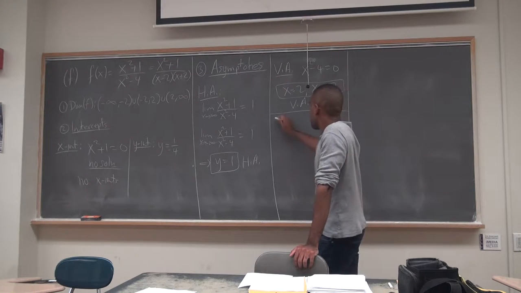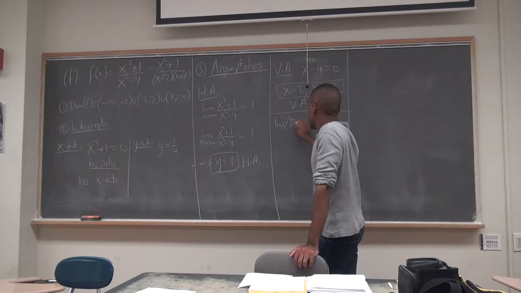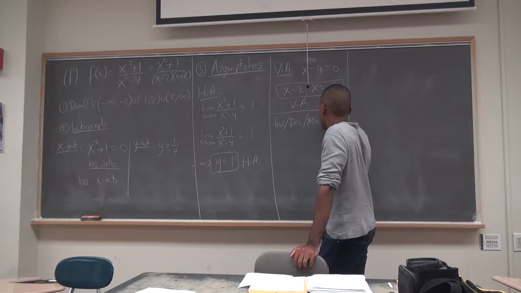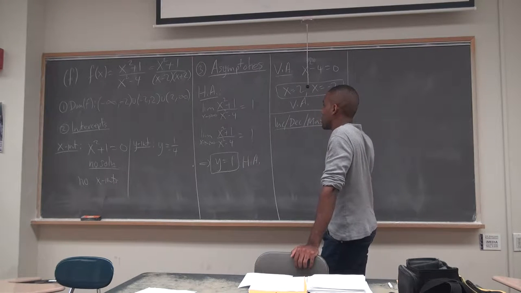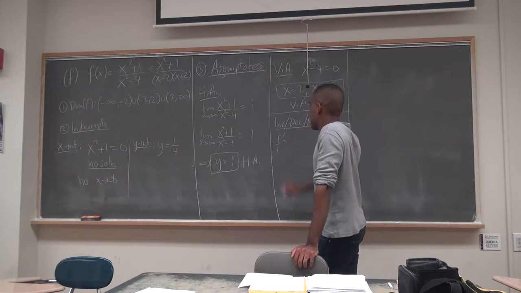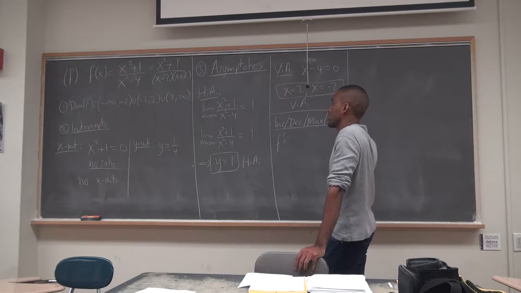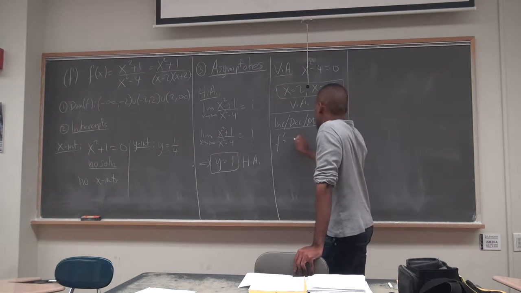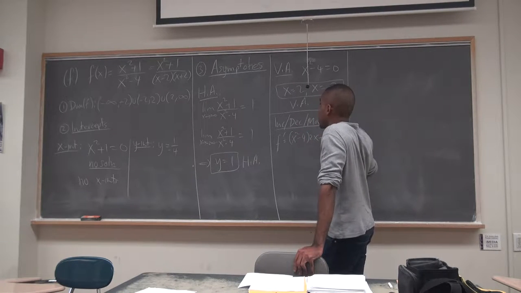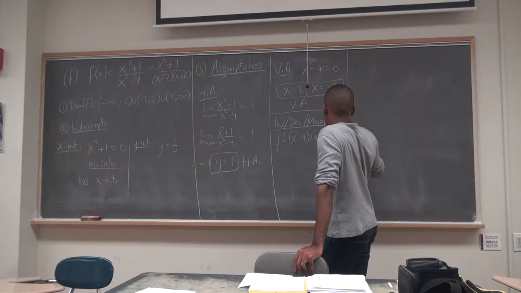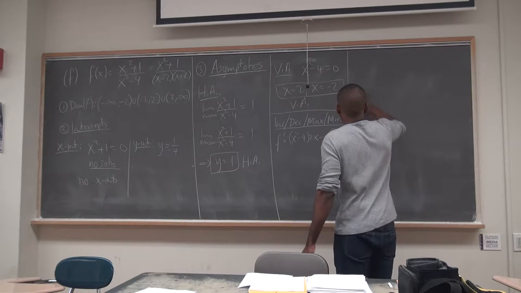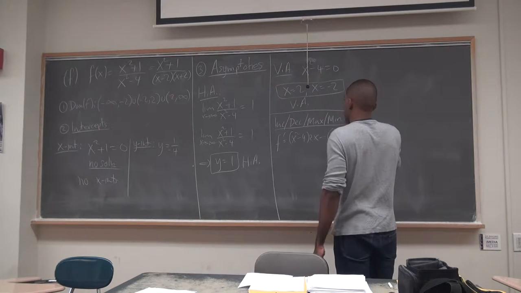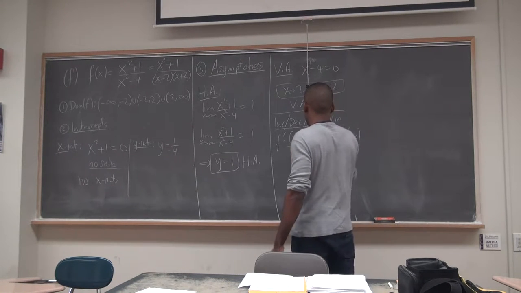What was the next one? Increasing, decreasing, right. Maximums, minimums. And what do we need here? You need to find the derivative of the original function. How do I find that? Quotient rule. Right, so we take the bottom times the derivative of the top, minus the top times the derivative of the bottom, over the bottom squared.